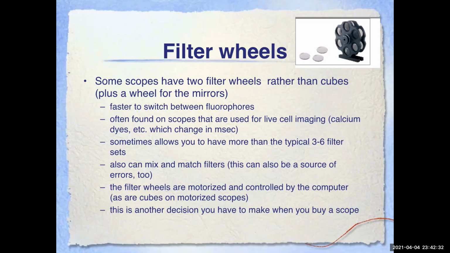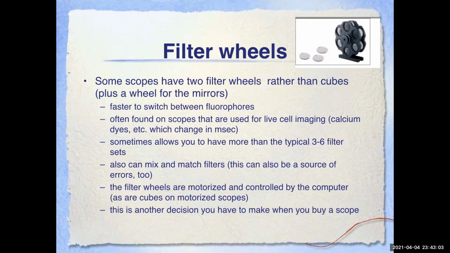And this is done because it's way faster to spin a wheel a tiny bit in order to switch between filter sets, and thus fluorophores, than it is to move a whole filter cube in and out. And these wheels spin really, really fast. We're talking milliseconds. The difference between I'm looking at red, now I'm looking at green, now back at red, green, blue, in milliseconds. So these are used on scopes that are kitted out for live imaging.